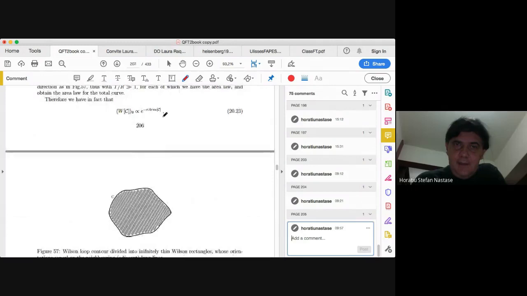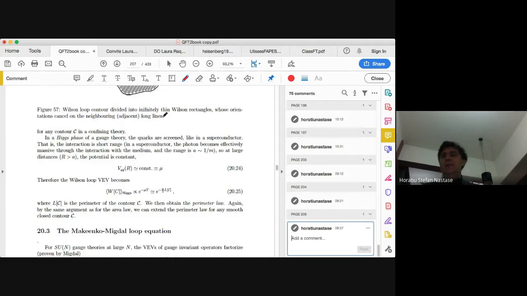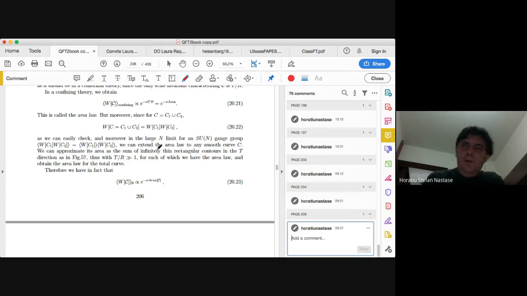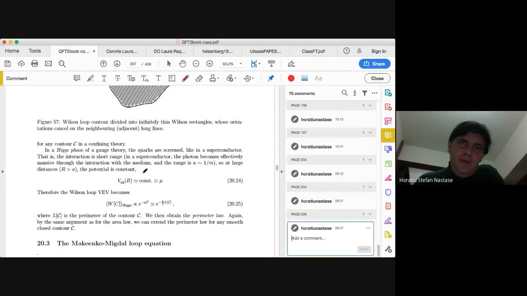This argument was not particularly rigorous, but we can make it rigorous as well. So in a confining theory, we have this area law. The VEV of the Wilson loop is proportional to e to the minus the string tension times the area.